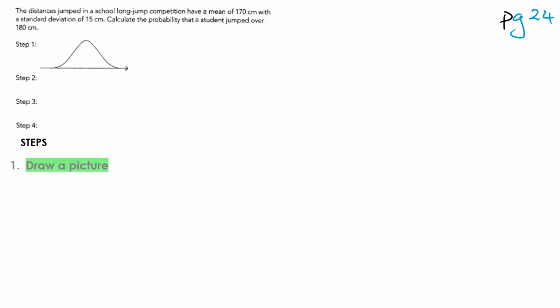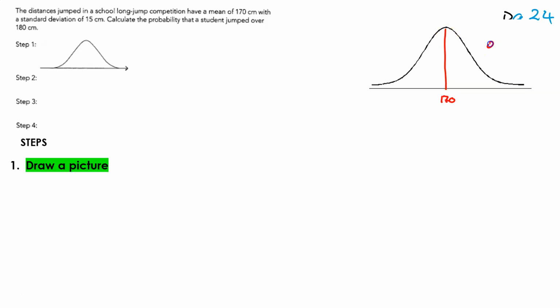So the steps, as always: draw a picture. The first thing we're going to do is note the mean is 170, standard deviation equal to 15. The next thing is we look for the Z value, it's 180. And the next part there is we've jumped over 180. So the actual area we're trying to find is that area there.